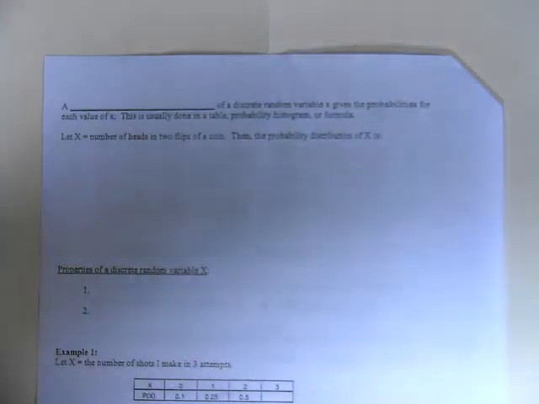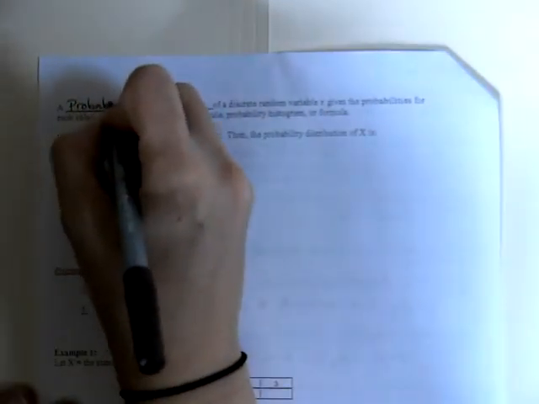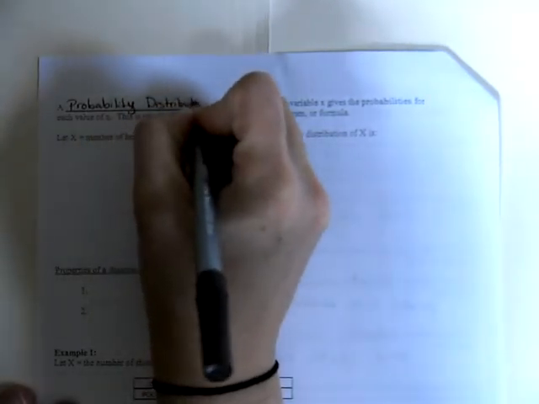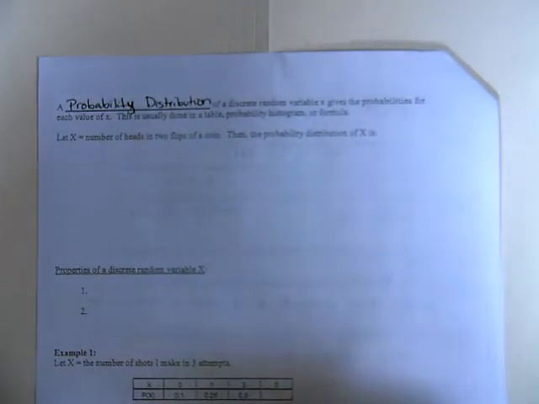Okay, so going back to chapter 6, we did talk about this a little bit in chapter 6, but really this first section in chapter 7 is really going to get into probability distributions. So the probability distribution of a discrete random variable x gives the probabilities for each value of x. This is usually done in a table, probability histogram, or a formula. We're going to deal with discrete variables today for the rest of the day. Tomorrow we'll get into continuous because it's a little bit different.